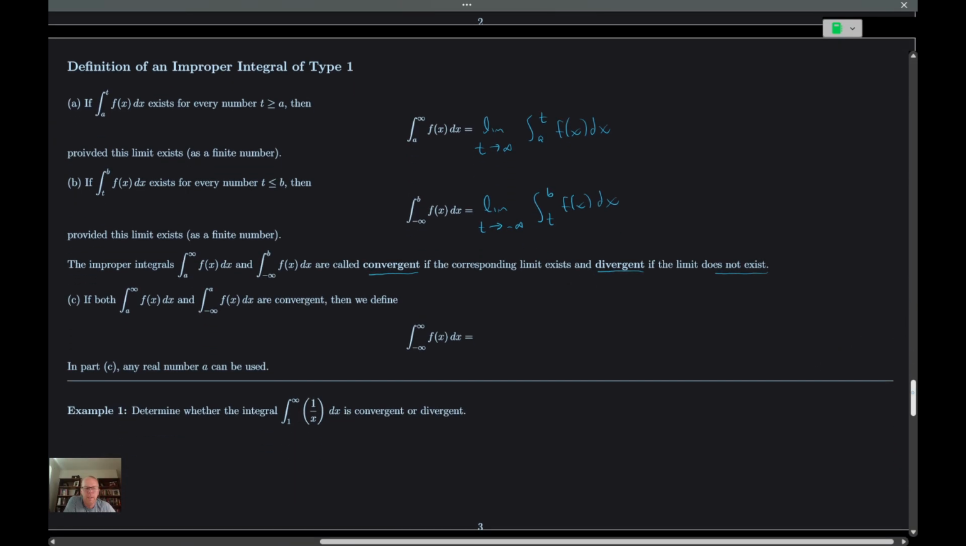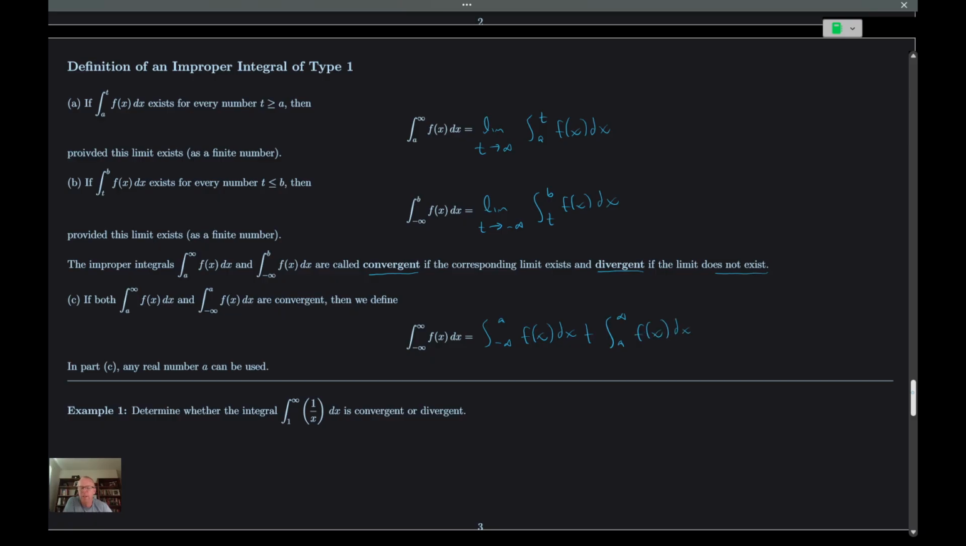So if both of these, here we have the integral from a to infinity of some function, and the integral from negative infinity to a of the same function, are convergent, then we can define the integral from negative infinity to positive infinity as the integral from negative infinity to a of f of x dx plus the integral from a to positive infinity of f of x dx.